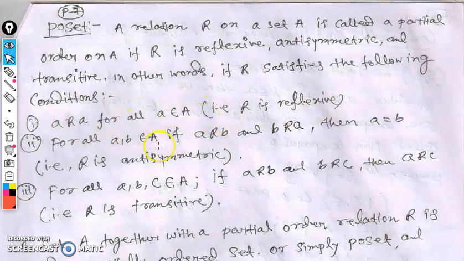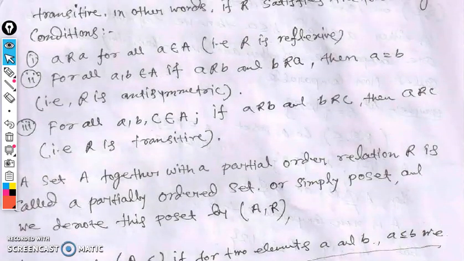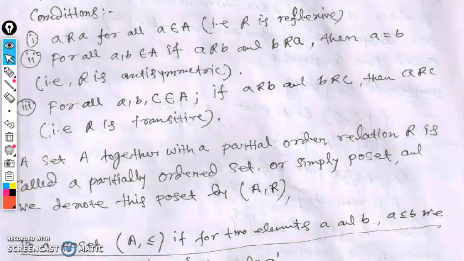For anti-symmetric, for all a, b, if aRb and bRa both hold, that should only happen if a equals b, then we say the relation is anti-symmetric. The third one is the transitive relation. We have already seen a particular example from real life: the brother relation is a transitive relation, the friend relation is a transitive relation. For all a, b, c belonging to A, if aRb and bRc both hold, then if aRc also holds, we say that R is a transitive relation.